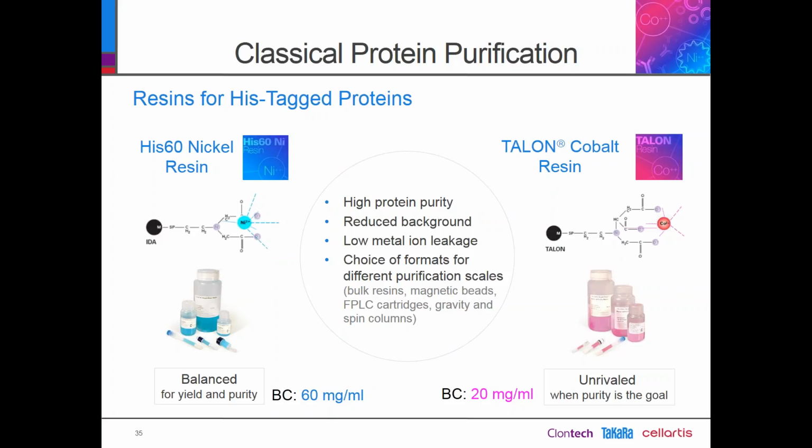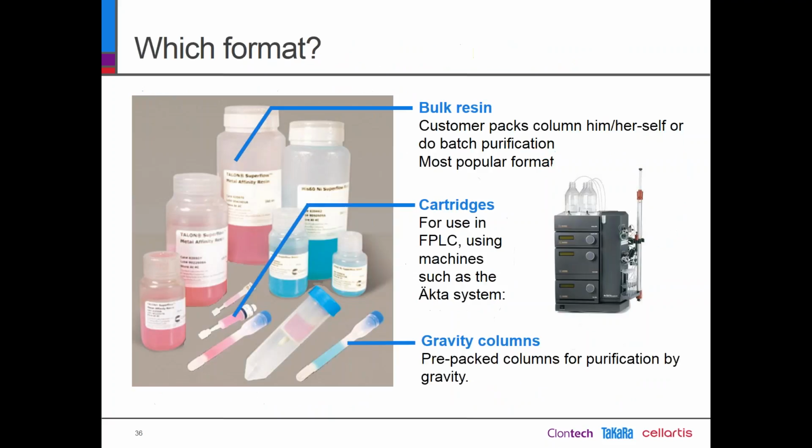Do you want to have a lot of yield and you don't care so much about the purity, even though it's still quite pure, don't get me wrong? But if your application demands a protein that is very, very pure, you might have to sacrifice a bit of the binding capacity to get the higher purity. So these are the options that you have.